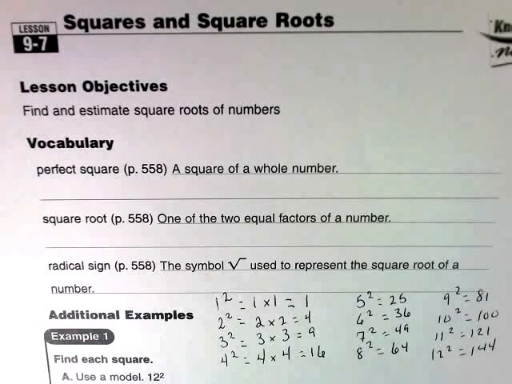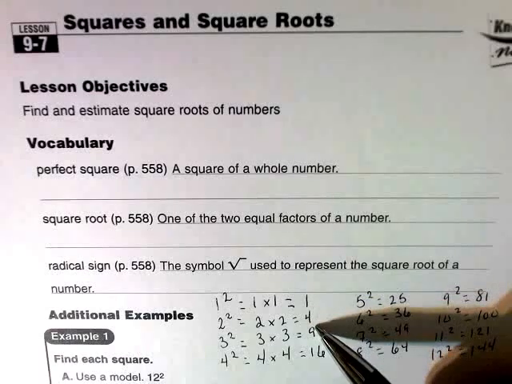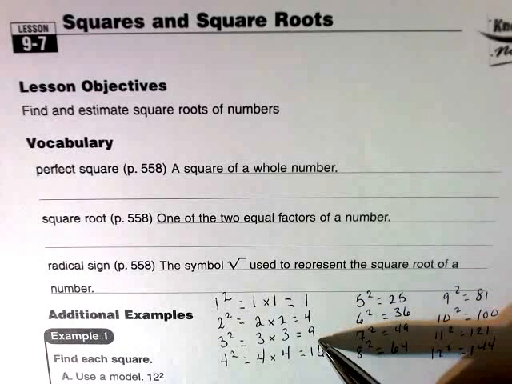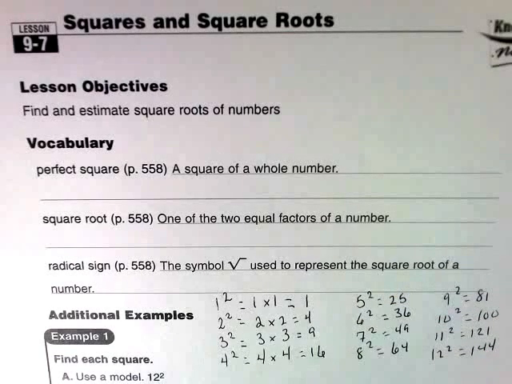Now what you can see that leaves out, though, is a whole bunch of numbers like 2 and 3 and 5 and 6 and 7 and 8 and 10 and 11 and 12 and 13 and 14 and 15. Those are all things that we also have to account for, but we can't probably do those in our head. That's something that's going to require some calculation and some methods, which we'll see coming up. All right, back to the definitions. The final definition is that of a radical sign. That's the symbol used to represent the square root of a number.